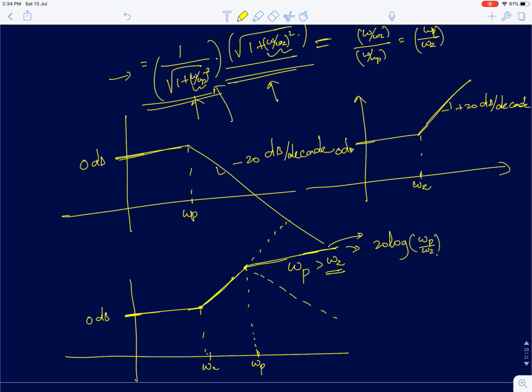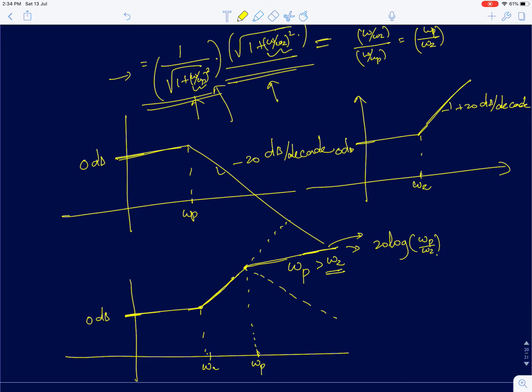We can also see that the asymptotic line here is 20 log omega minus 20 log omega z for the zero curve, and this curve is 20 log omega p minus 20 log omega. So when you add these two functions, the 20 log omega terms get cancelled, and when you add the rest you get 20 log omega p by omega z.